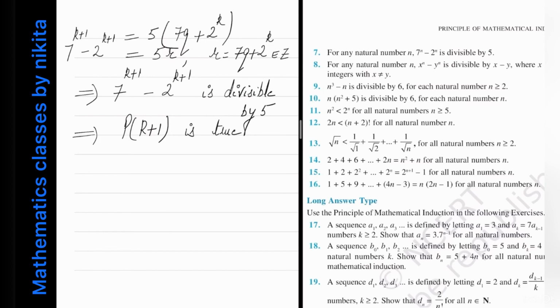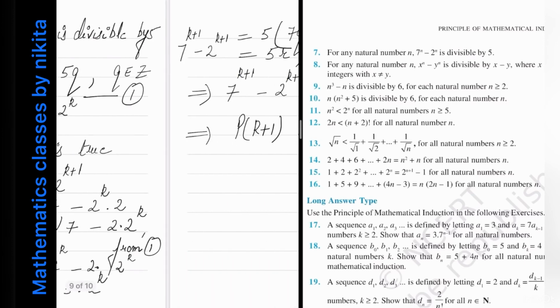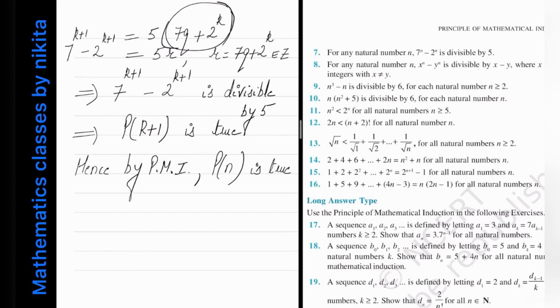अगर आप 2 to the power K की वैल्यू पुट करते यहाँ पर, तो हो सकता है आपके पास यहाँ पे एंड में जाके 5 का मल्टीपल जो आता, तो यहाँ पे आपके पास 7 to the power K के टर्म्स में आता यहाँ पे. ठीक है, so that does not matter because we need a multiple of 5 anyway. So this implies P of K plus 1 is true. So hence by PMI, P of N is true for all n greater or equal to 1.